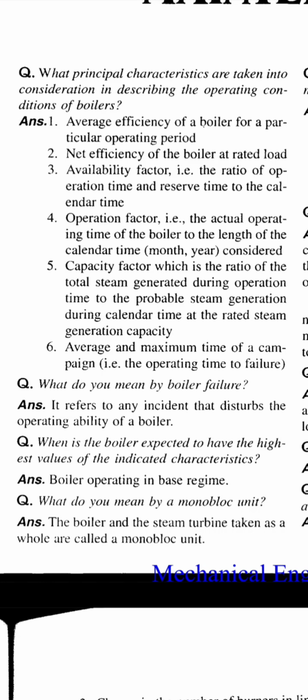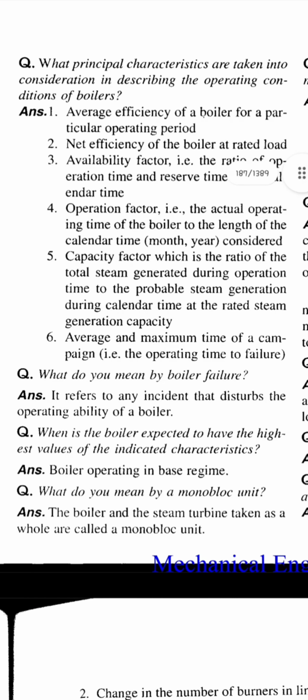Availability factor means the ratio of operation time and reserve time to the calendar time. Fourth one, operation factor means the actual operating time of the boiler to the length of the calendar time, month, year considered. Capacity factor, which is the ratio of the total steam generation during operation time to the probable steam generation during calendar time at the rated steam generation capacity.